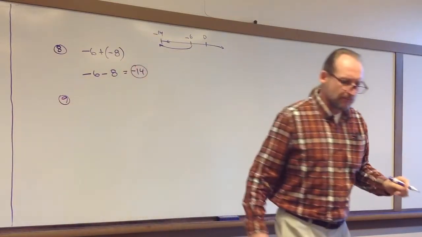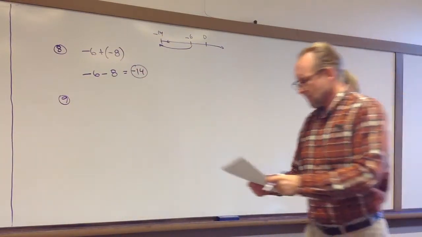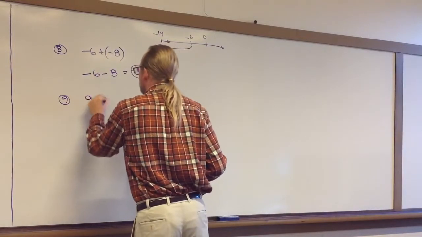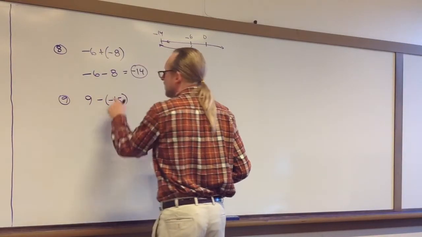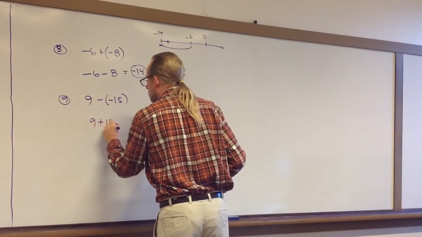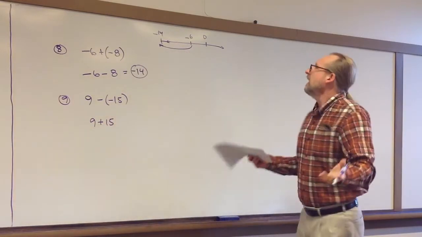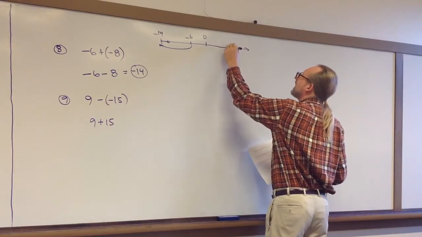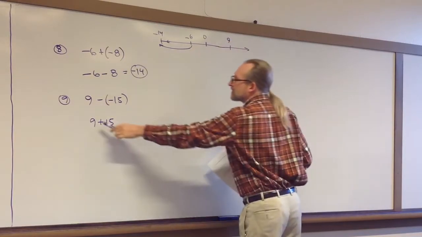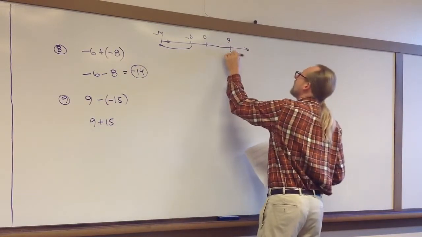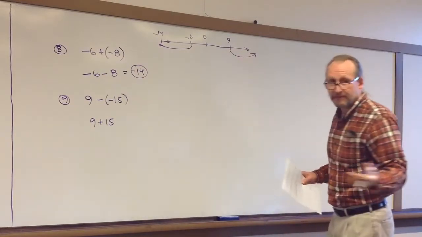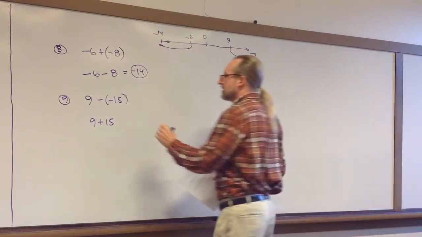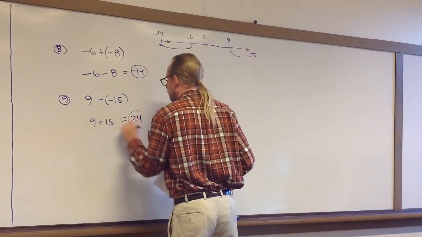Let's see here, problem 9. 9 minus -15. Again, I'll restate this as 9 plus 15. And, you know, that's a pretty straightforward problem, but I'll look at it on the number line anyway. We start at +9. The plus takes us that way, 15 places, and that should leave us out there at +24.